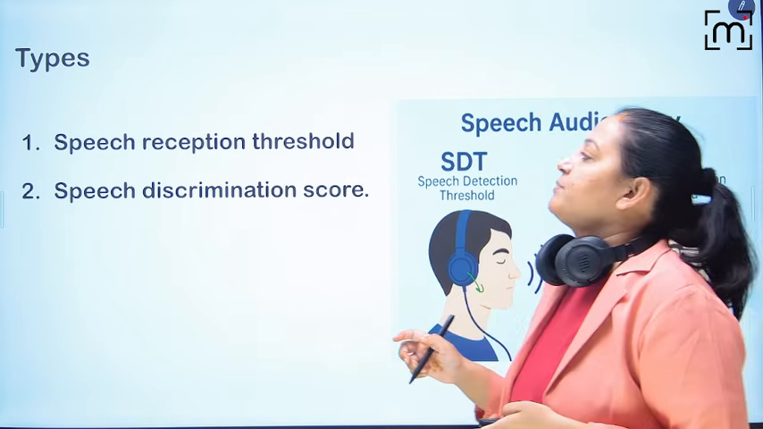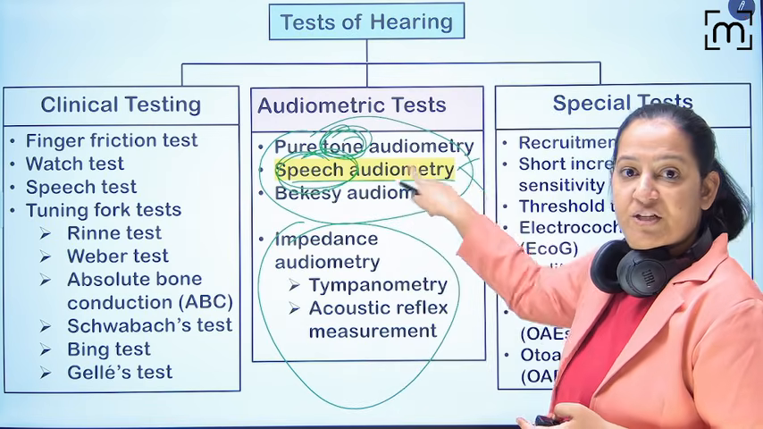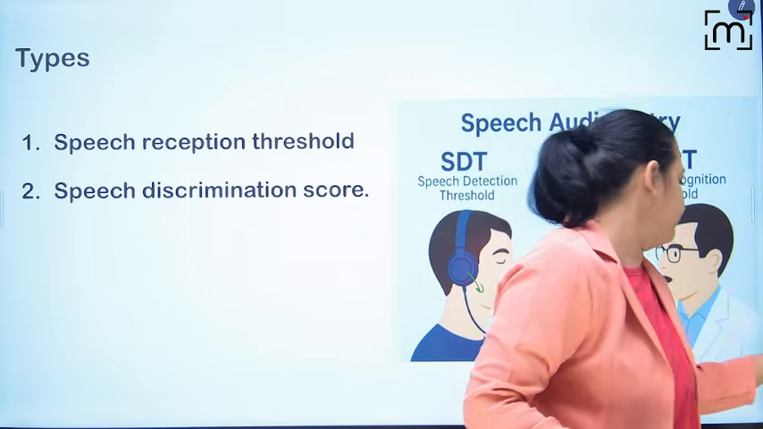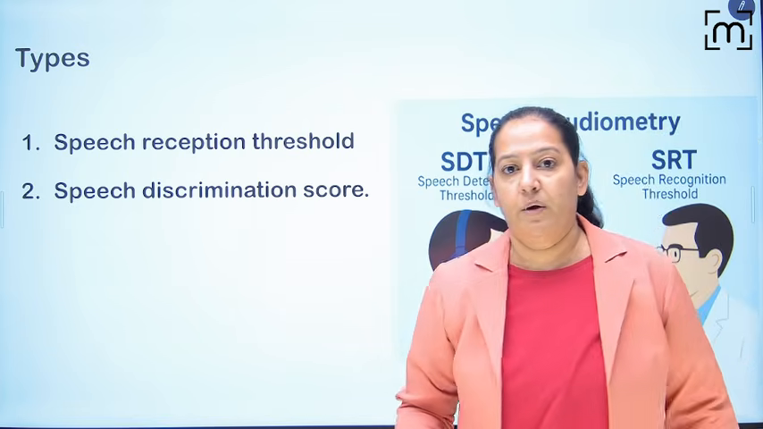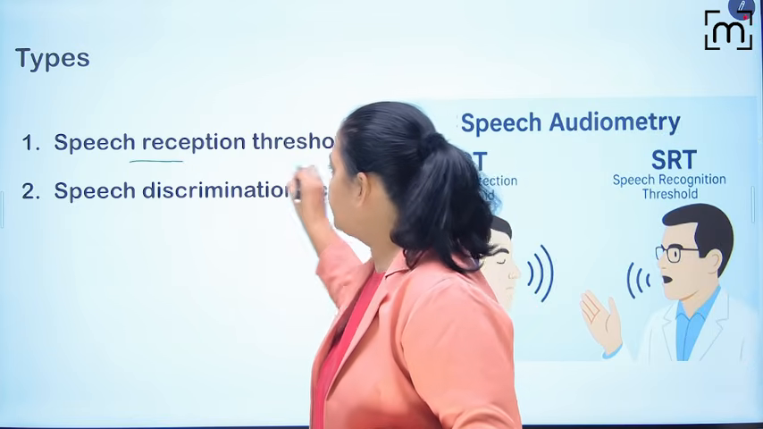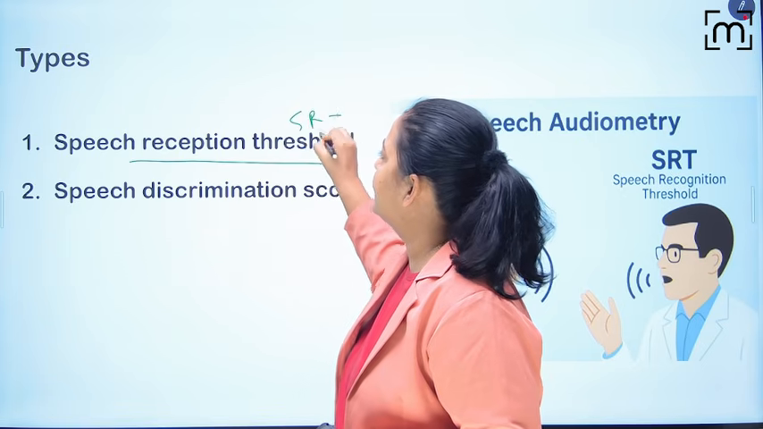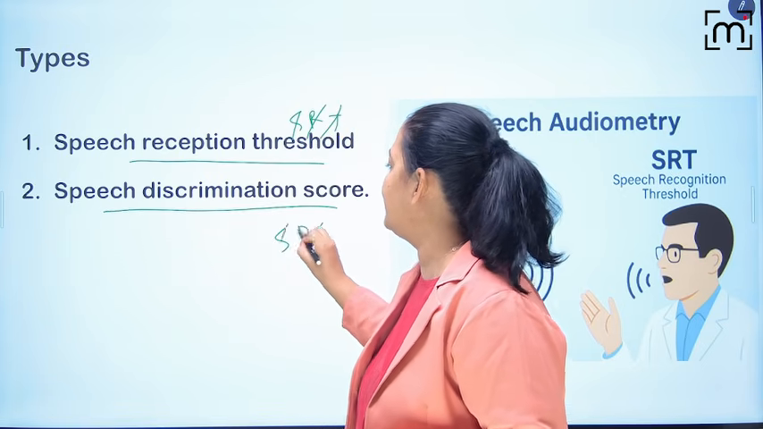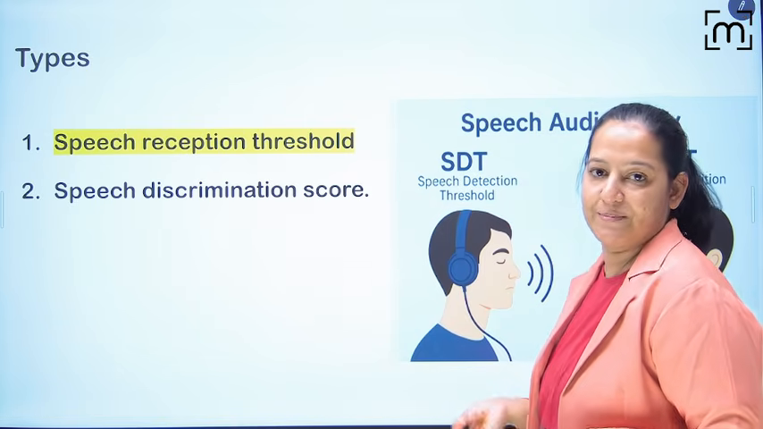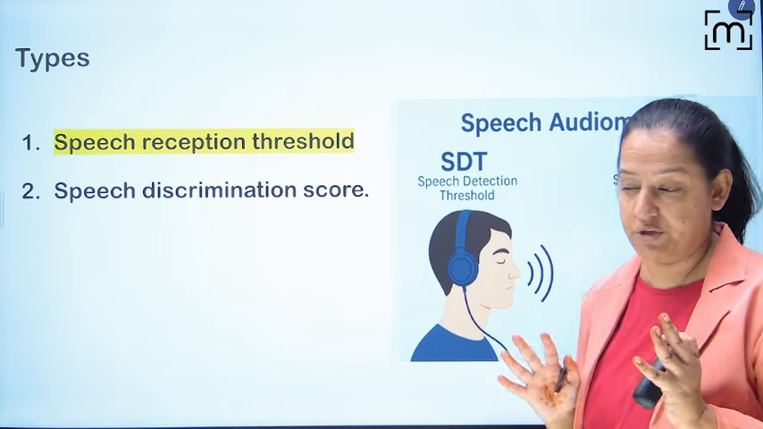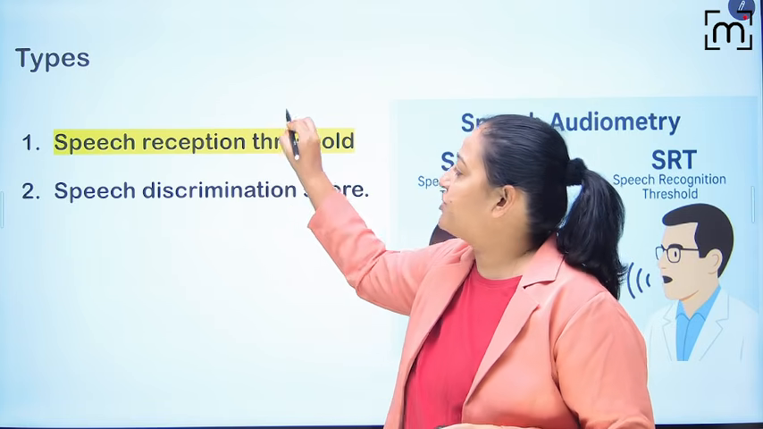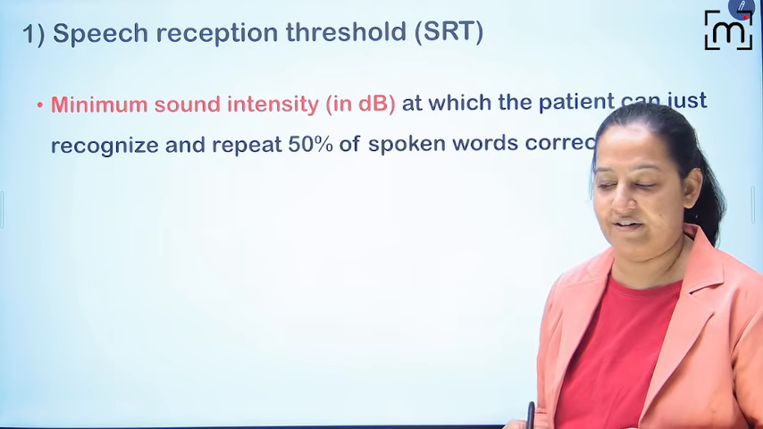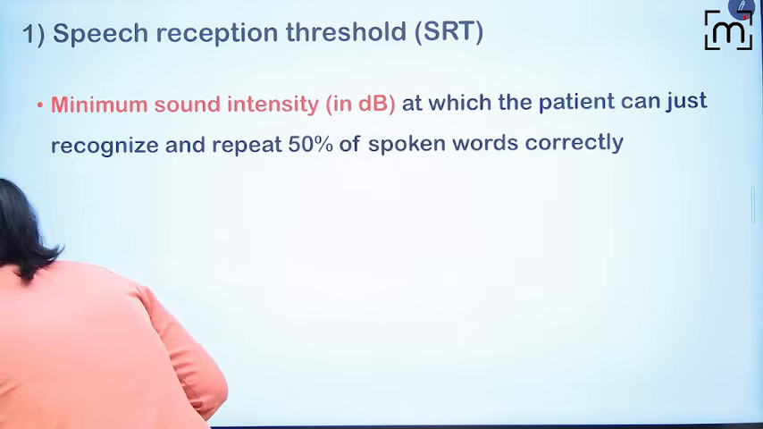There are two types of speech test. What are the two types of speech test, people? Speech reception threshold, known as SRT, and speech discrimination score, SDS. I will explain the difference between the two. One by one we will start. They are very important. So let's start with speech reception threshold, SRT. What is speech reception threshold?